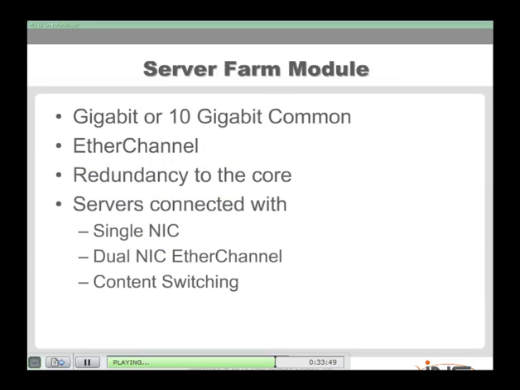Smaller enterprise campuses might feature a server farm. Inside the server farm, which is a collection of key server resources, you'll typically find gigabit or 10 gigabit Ethernet connections. Obviously, EtherChannel is important if these connections need to be aggregated. And one thing we always tend to find is redundancy to the core. I mean, we need redundant connectivity to the core so that these key resources in the server farm are always accessible.